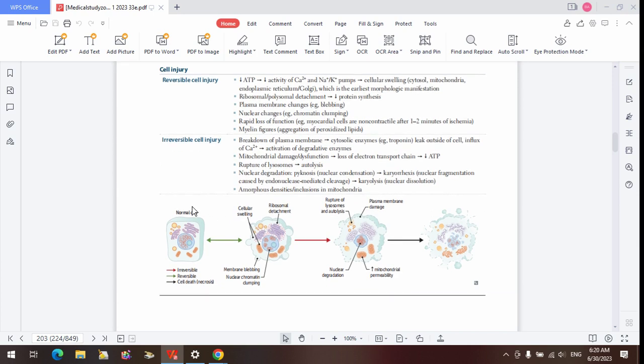Then it can progress to irreversible form. In irreversible form, instead of just having detachment, there's destruction of almost everything. The membrane that is forming the bleb gets destroyed, and when it gets destroyed, we are going to have leakage of cellular content to the extracellular space. So if you are looking at a myocardial cell, troponin will find its way out.